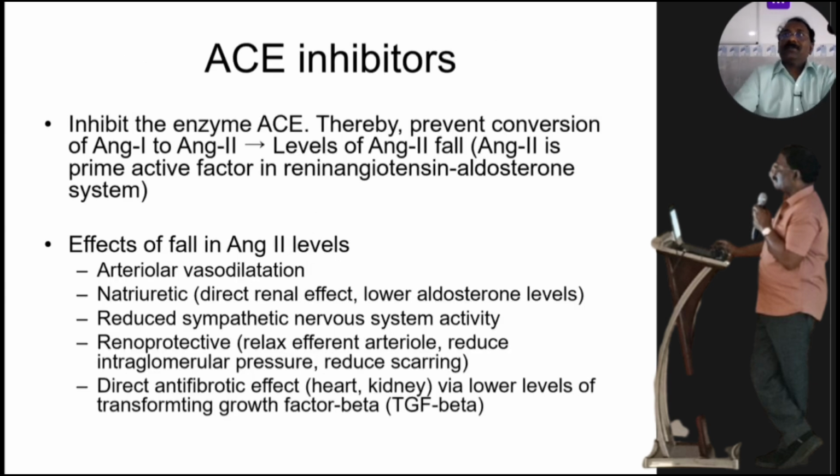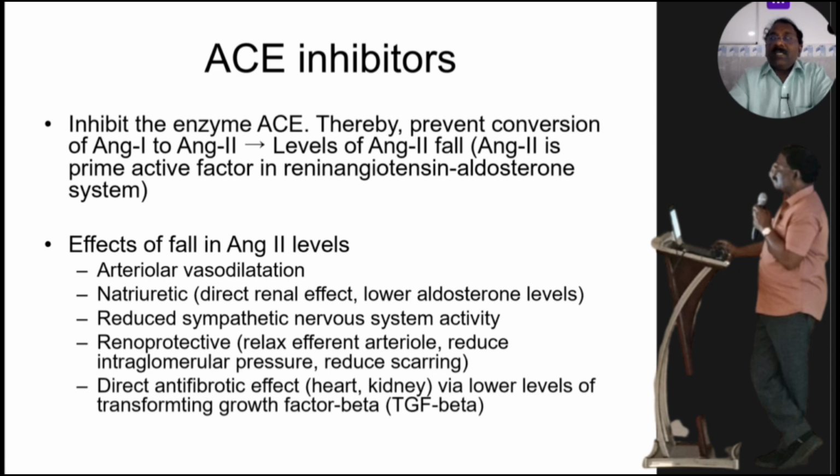Very useful drugs, ACE inhibitors. Especially the compelling indications to use ACE inhibitors are type 1 diabetes, proteinuria, and microalbuminuria. So this is a very, very important drug. They inhibit the enzyme ACE, thereby preventing the conversion of angiotensin 1 to angiotensin 2. So you all know that angiotensinogen will be converted to angiotensin 1 with the help of renin, and angiotensin 1 will be converted to angiotensin 2 with the help of this ACE.